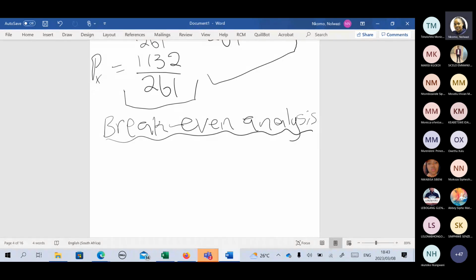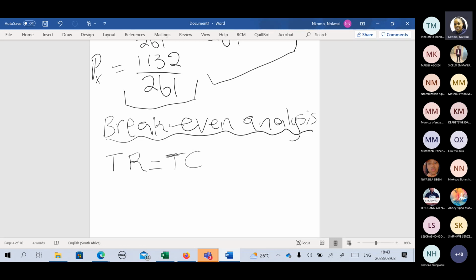Okay. At break-even point, the total revenue received is always equal to the total cost associated with your products, like all the cost for making or producing and selling your products. Okay, so at break even, we have the total revenue equals the total cost.